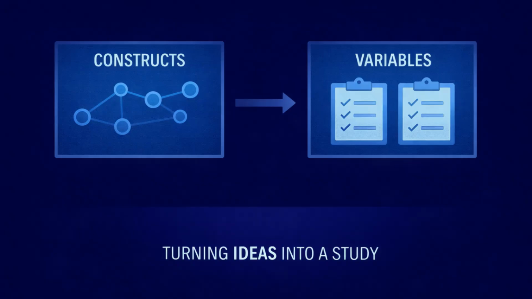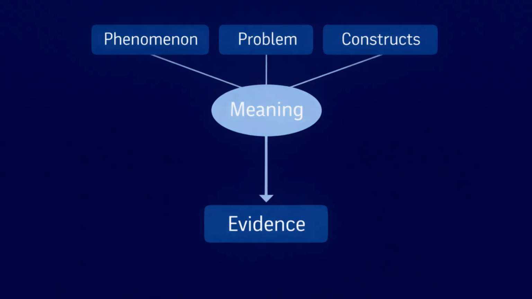Going from constructs to variables is the point where ideas turn into a study. Up to this point, you have been working at the conceptual level. You have identified a phenomenon, articulated a problem, and clarified the constructs that matter. This step is about translation. It is where meaning becomes evidence.